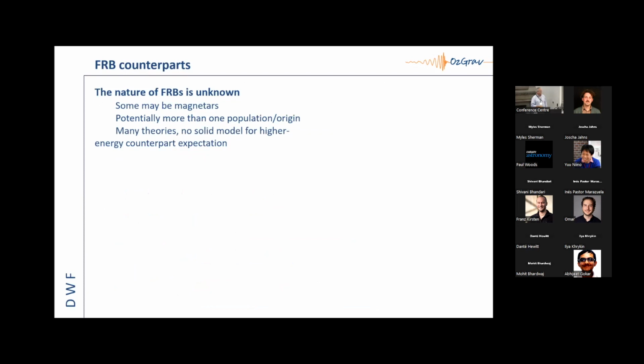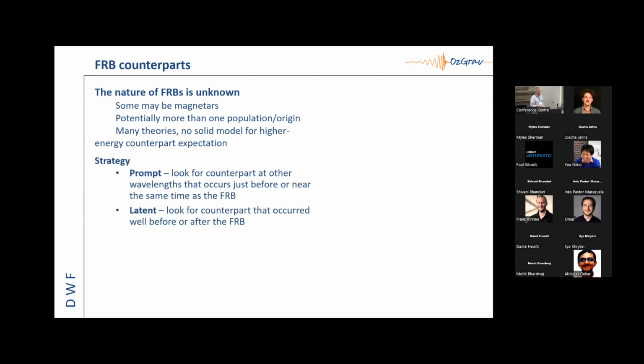Yeah, I'll get into the FRB counterparts quickly here. So, we all know that there could be more than one origin. There's kind of this prompt thing. People tend to look right when it happens, or a little before, or a little after. So there's that approach. But then there's this, I don't know if latent's the right word, but it could have happened years ago, right? It could have been something, and then you got the magnetar thing, or years later. So we have to be open to all of that.